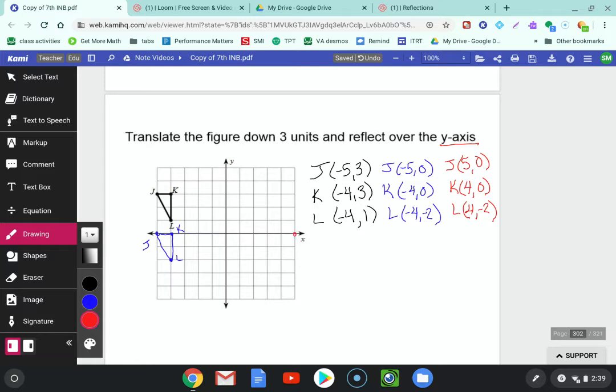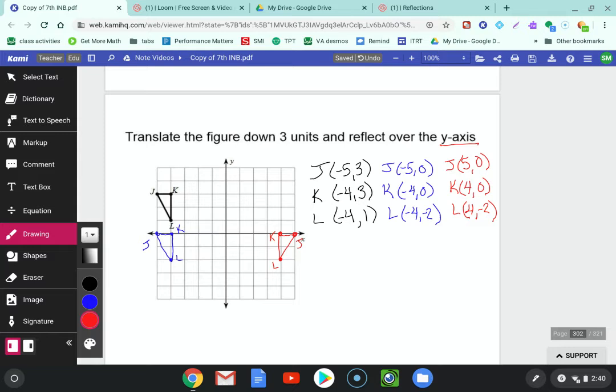So here's 5, 0, that's J. 4, 0 is K. And +4, -2, there's L. Okay, so that would be the final answer, the one in red there, after your second transformation.